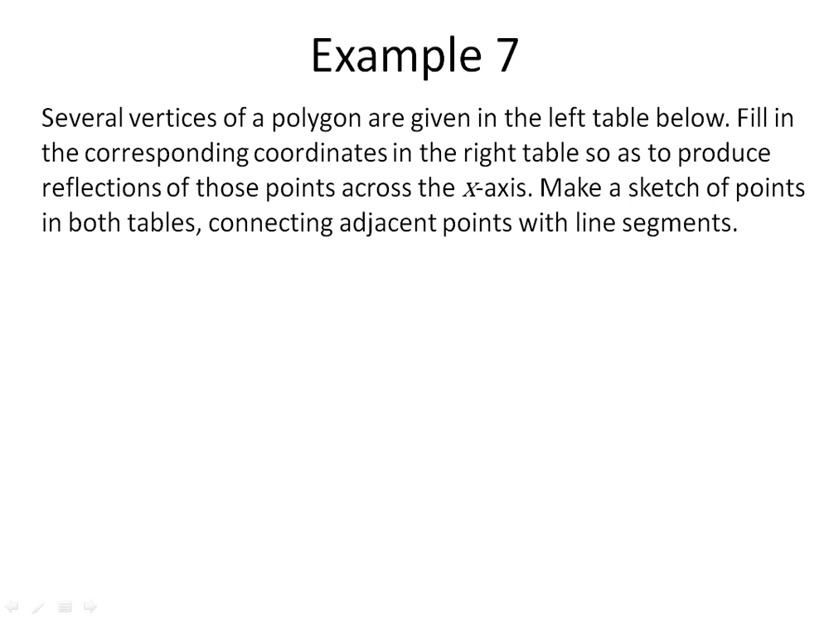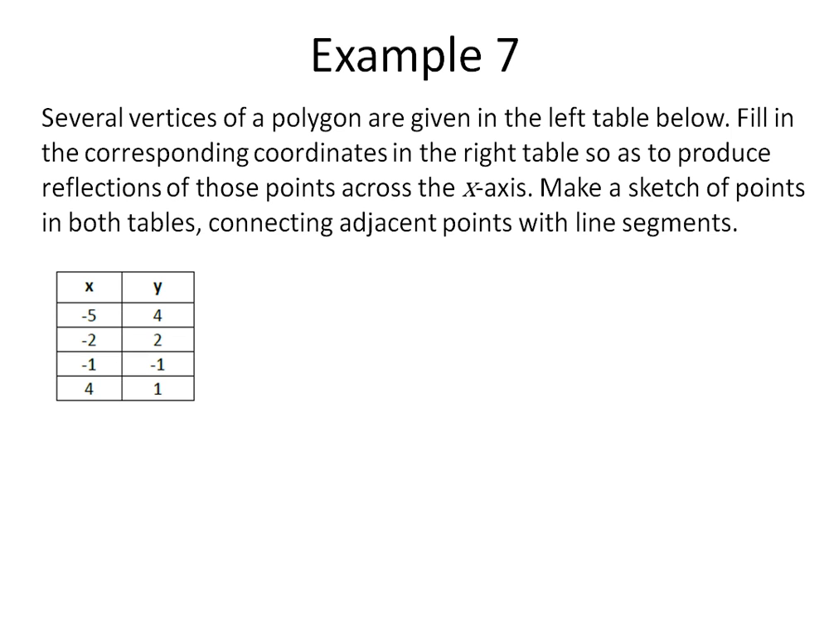Okay, example 7. Several vertices of a polygon are given in the left table below. Fill in the corresponding coordinates in the right table so as to produce reflections of those points across the x-axis. Make a sketch of the points in both tables, connecting adjacent points with line segments.